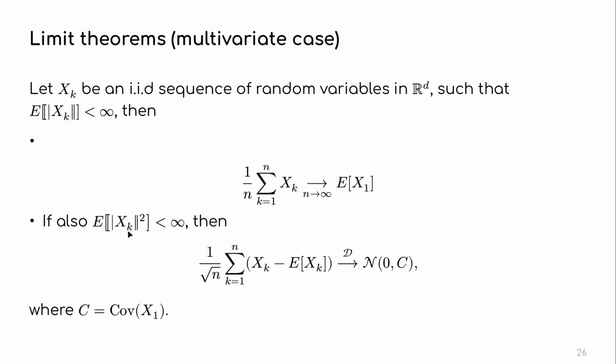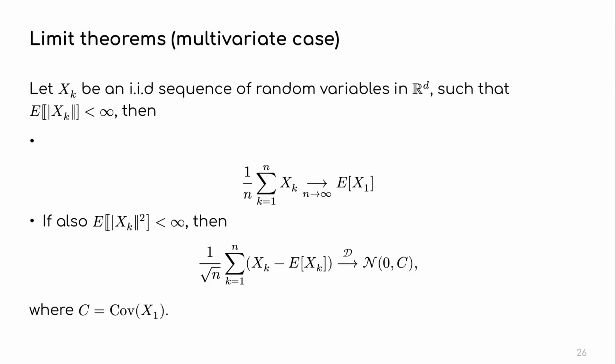And if also their second moment is well defined, then this random variable here, so xk minus the expectation, is going to converge in distribution to a normal distribution with covariance being given by the covariance of x1. So that's more the central limit theorem, right? The x minus its mean, as I take an increasingly large sample, is going to be a normal distribution.